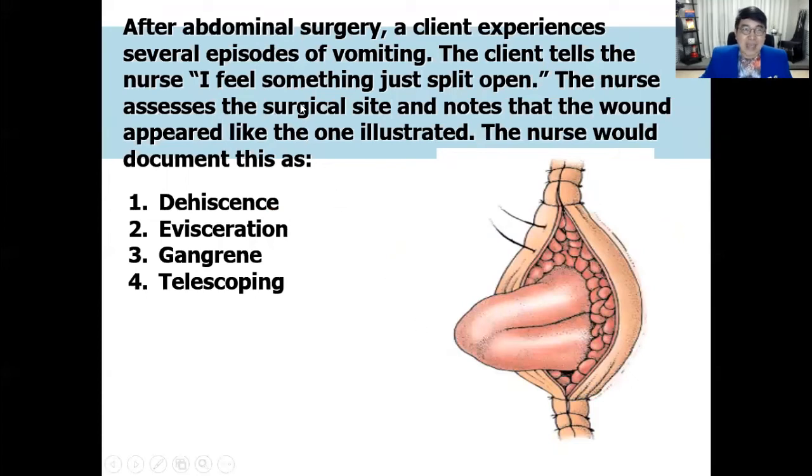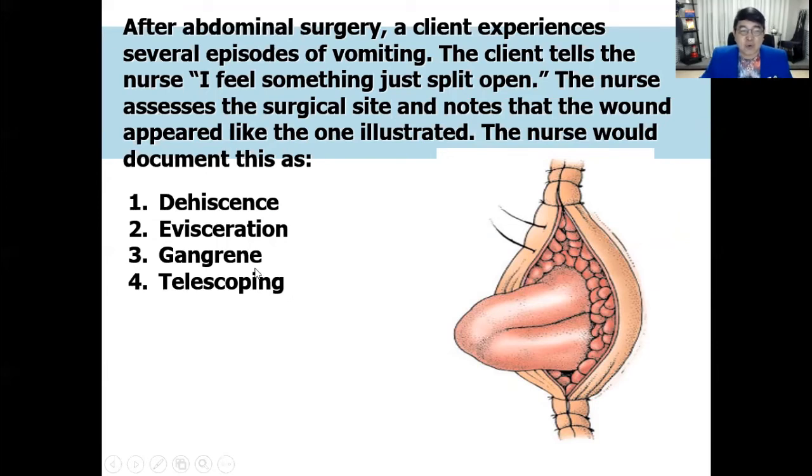Here it goes. After abdominal surgery, a client experiences several episodes of vomiting. The client tells the nurse, "I feel something just split open." The nurse assesses the surgical site and notes that the wound appeared like the one illustrated. So here it is. Okay. So the nurse would document this as, is this dehiscence, evisceration, gangrene, or telescoping?